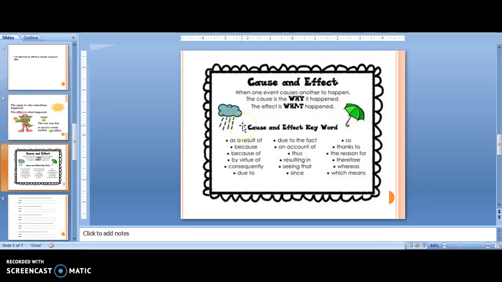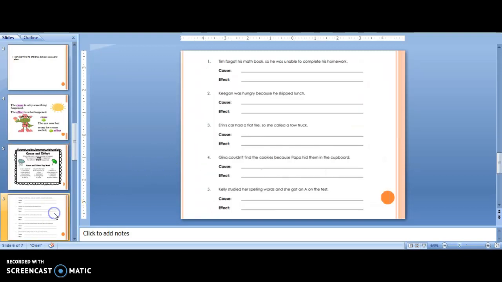Some key words that you might want to know to help you identify cause and effect are as a result of, because of, by virtue of, consequently, due to the fact, on account of, thus, resulting in, seeing that, since, so, thanks to, the reason for, therefore, whereas, and which means.